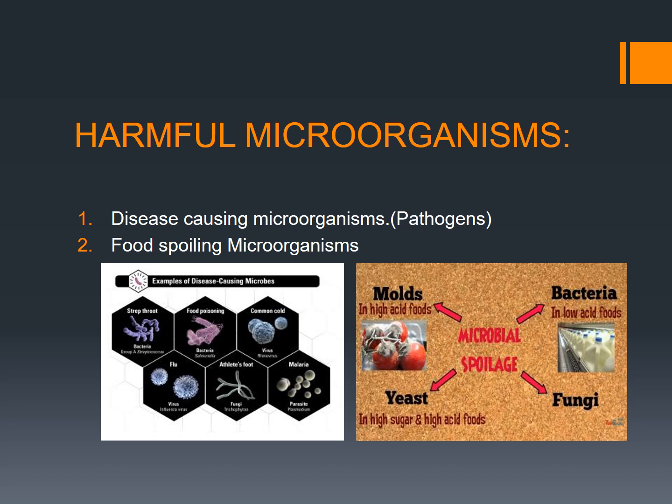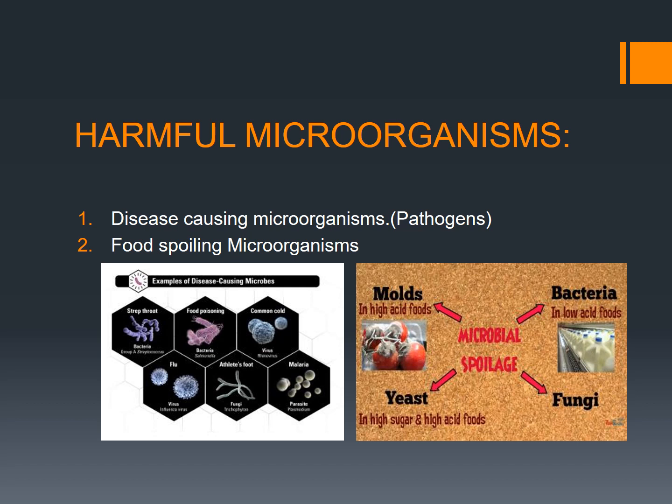Pathogens not only affect animals and human beings, they also affect plants. Plant diseases include rust and smut in wheat crops, which are caused by fungi, and citrus canker in fruits such as oranges, caused by bacteria. Apple scab in apples is caused by fungi. These diseases reduce the yield of crops. They can be controlled by the use of certain chemicals. So these are the harmful microorganisms which affect animals, plants, and human beings.